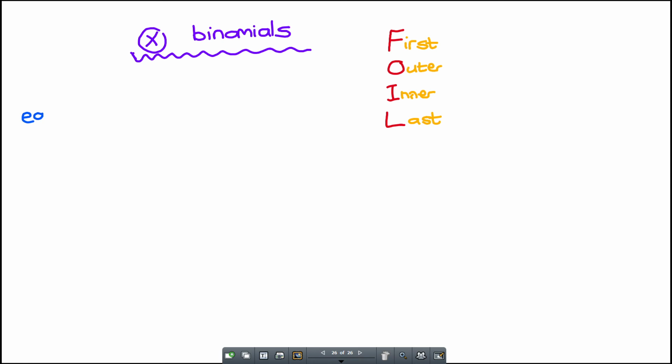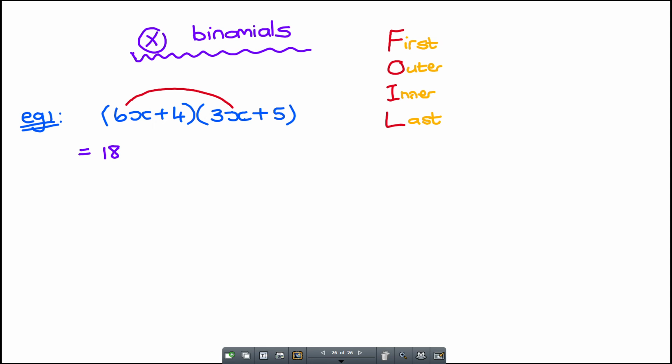Okay, so if I were to give you example 1: 6x plus 4 times 3x plus 5. Now, we have to multiply the first term in this bracket with the first term in that bracket. So 6x times 3x will give me 18x to the power of 2.